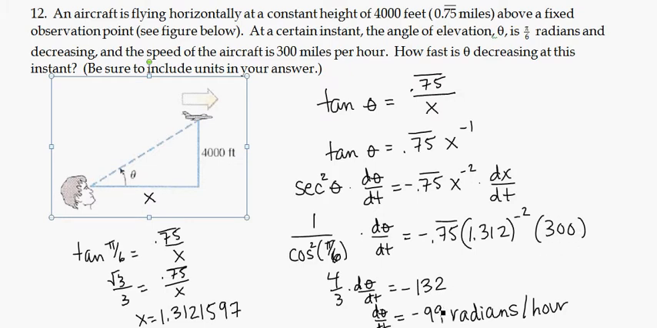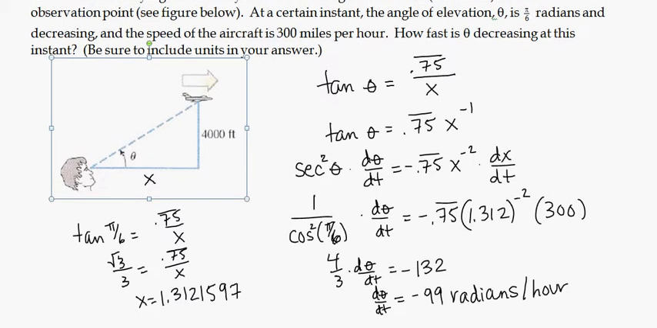Now this seems like a very large negative number, but of course since we're talking about how far the angle is going to go in a full hour, it's not surprising that it's going to be able to rotate negative 99 radians in that time. So there we go.